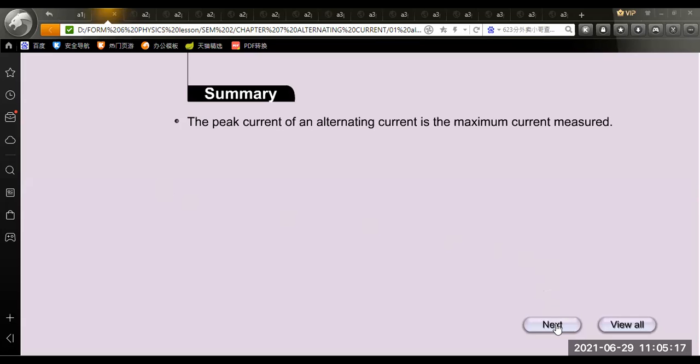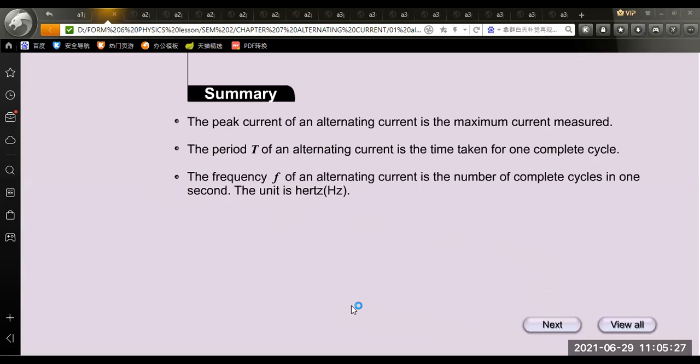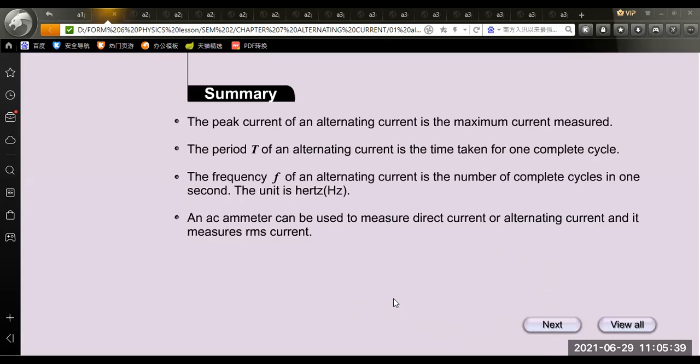Make sure you remember the peak current. And the period of an alternating current is the time taken for one complete cycle. The frequency of an alternating current is the number of complete cycles in 1 second, where the unit is the hertz. Next, an AC ammeter can be used to measure the alternating current, and it measures the RMS of the current.